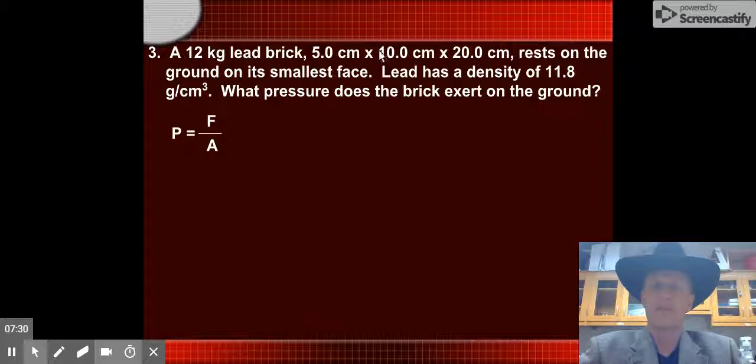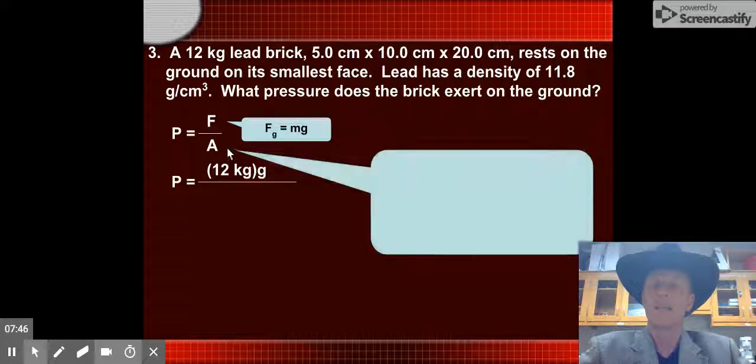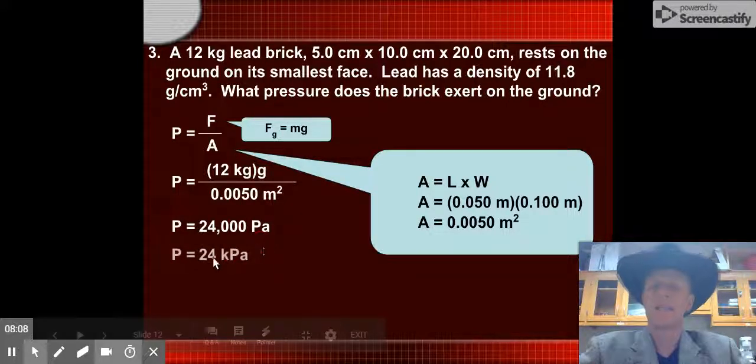And what's the area of the smallest face? Well, 5 times 10 is the smallest of the 3 numbers of its dimensions. So 5 times 10, watch out for the unit conversions. So on the top again, it's just the weight. We just got to go 12 times 9.8. And this area on the bottom, we want to make sure we're multiplying meters. So it's going to be 0.050 and 0.100. 2 sig figs in our answer for the bottom, and divide those. 12 times 9.8 divided by 0.0050 gives us 24,000 pascals, or again 25 kPa.